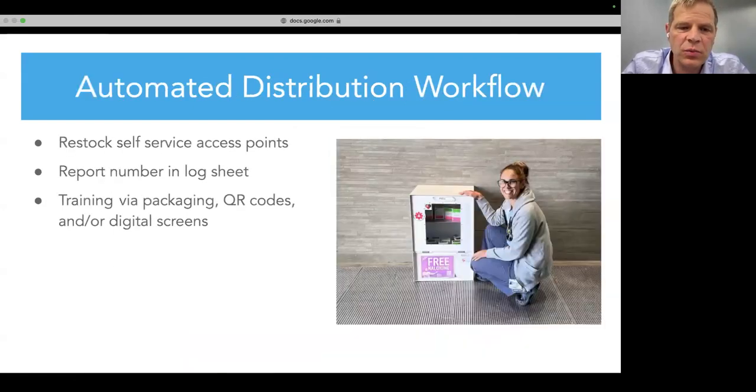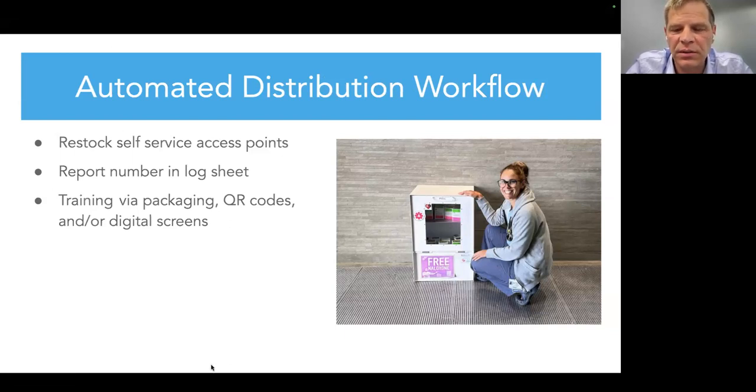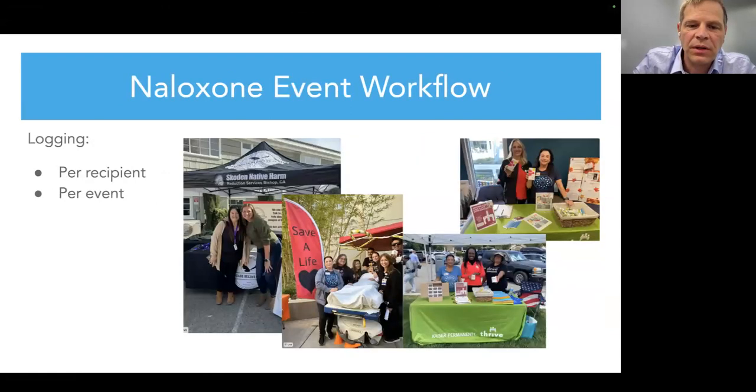For the automated distribution workflow, it goes like this. You restock the self-service access points, and then you just report the number in the log sheet. So, very simple logging process. And then the training is going to happen via the packaging or the QR codes or the digital screen. So that's how your whole system looks. The program basically runs itself. Very simple.